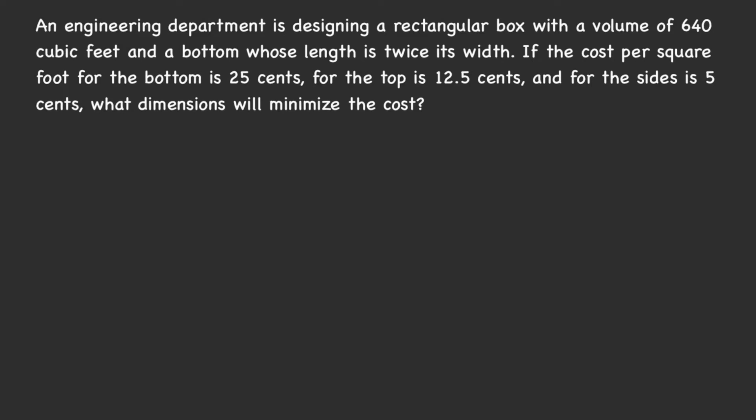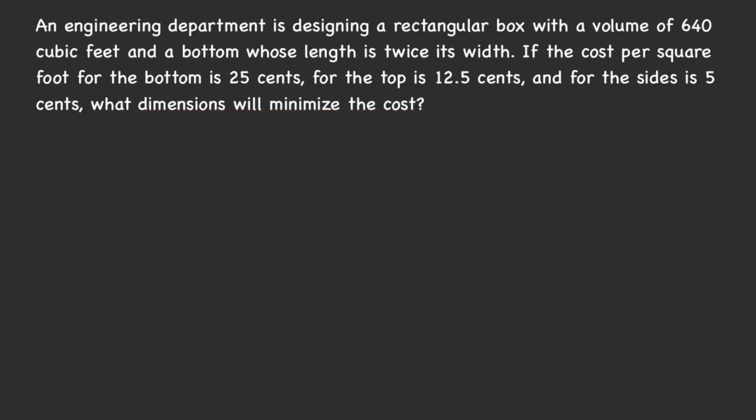An engineering department is designing a rectangular box with a volume of 640 cubic feet and a bottom whose length is twice its width. If the cost per square foot for the bottom is 25 cents, for the top is 12.5 cents, and for the sides it's 5 cents, what dimensions will minimize the cost?